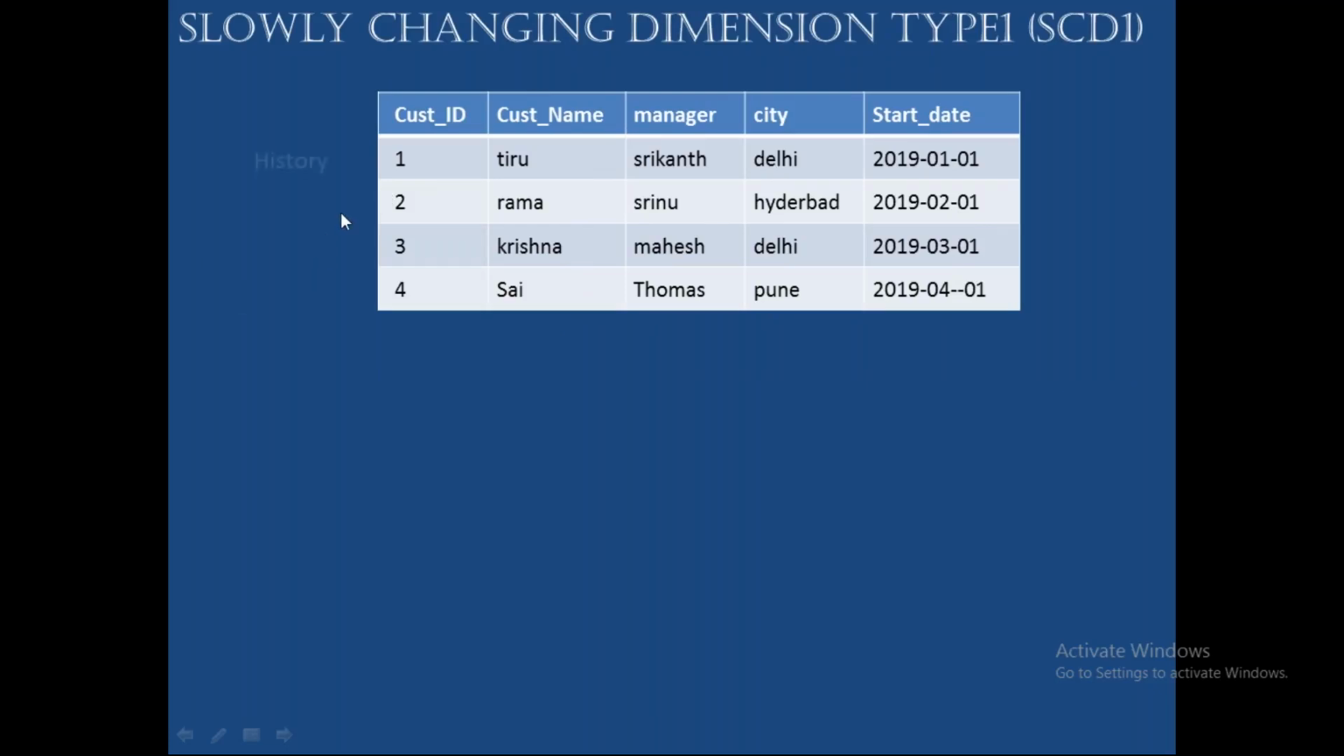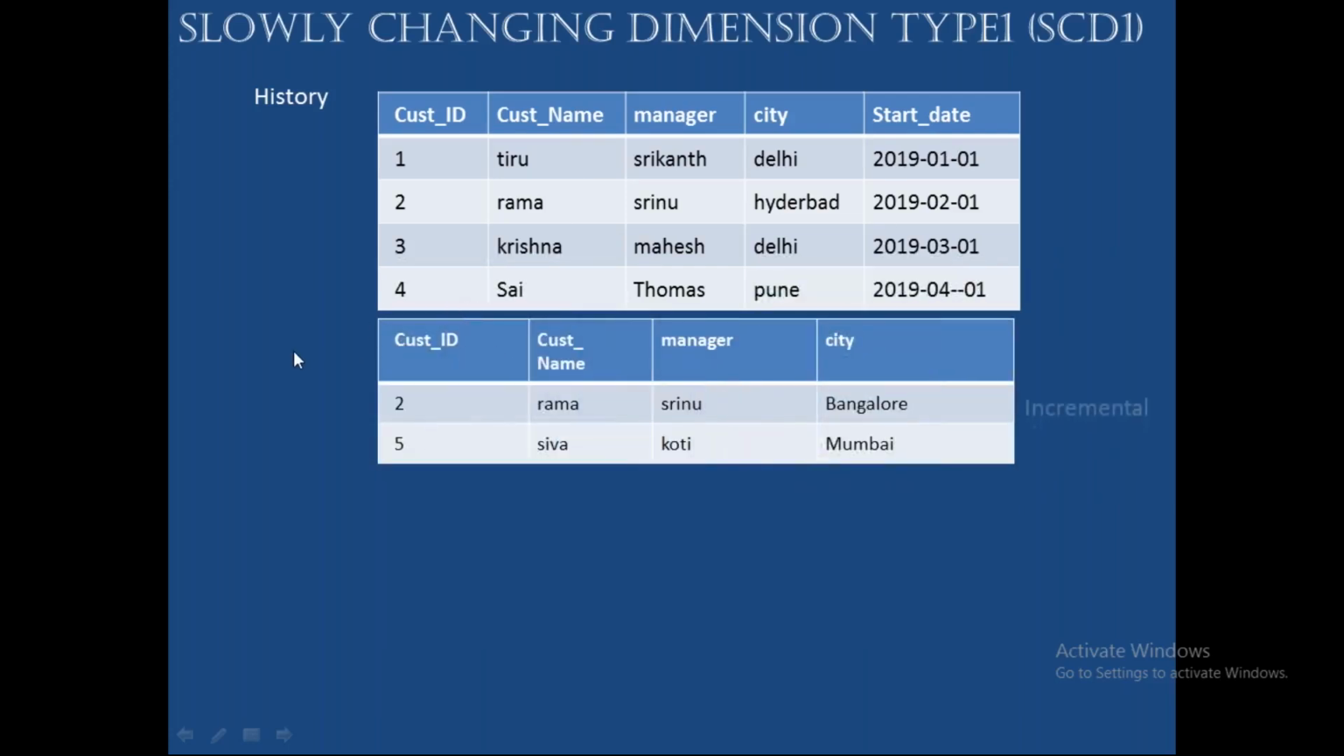See, this is my historical data. This is the dimension which I have: customer ID, customer name, manager, city, start date. Like this I have all this information.